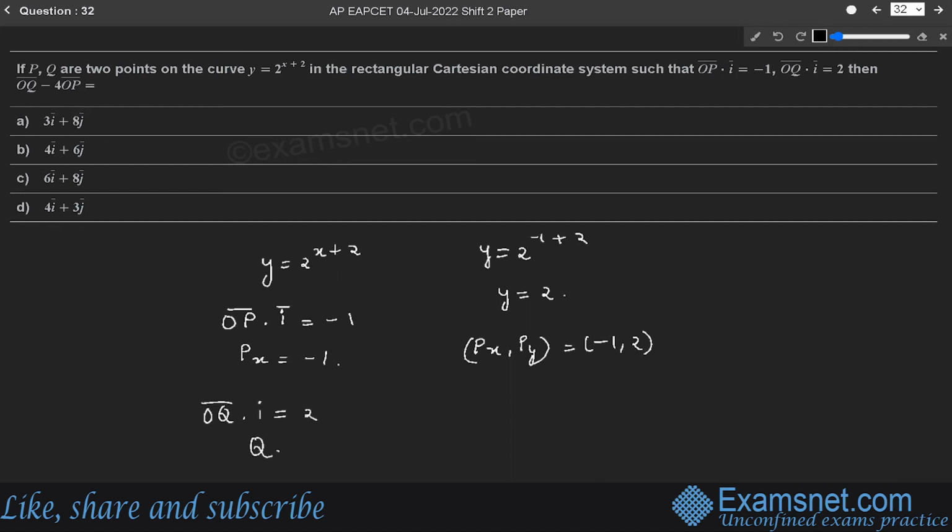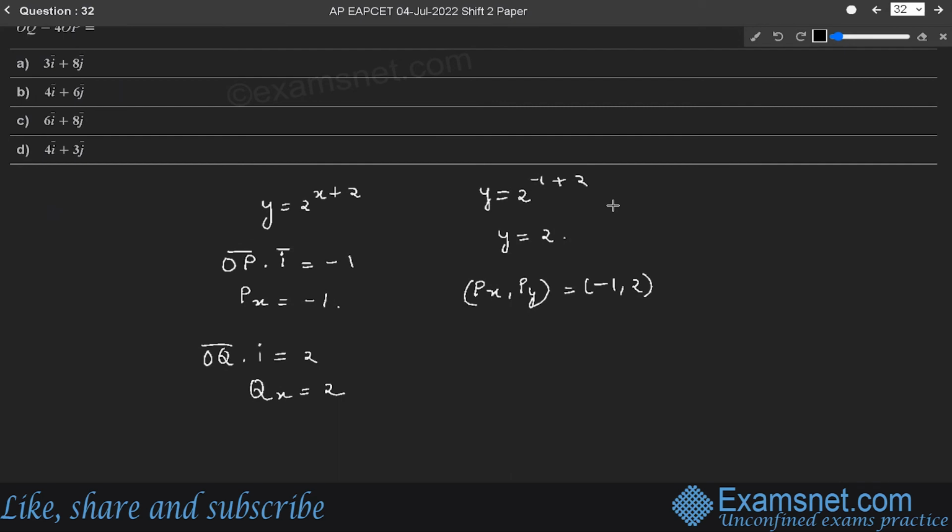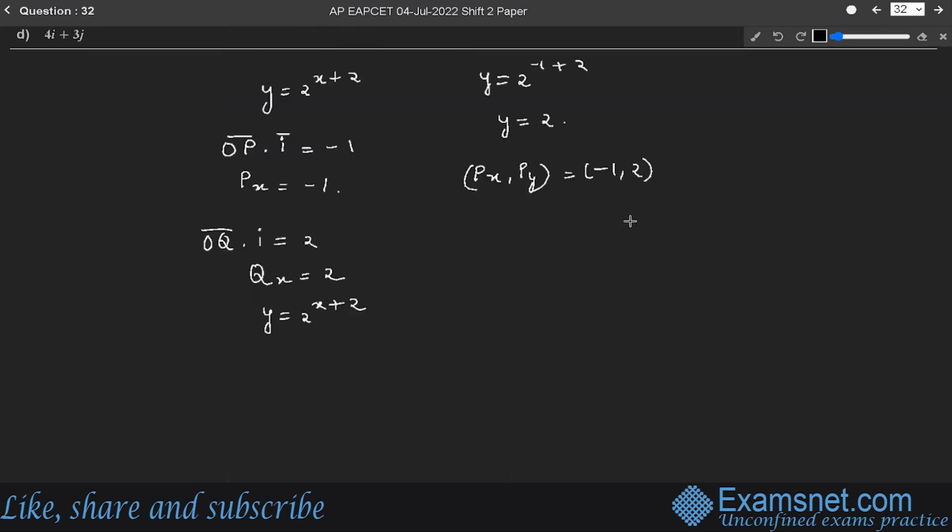Now, another part is OQ vector into I is equal to 2. From here, we can say that Qx will be equals to 2 and Q lies on the curve y is equal to 2 power x plus 2. Now, putting the value here for x is equal to 2, it becomes y is equal to 2 power 2 plus 2. So, y will be equals to 2 power 4, which is 16. Now we have the points Qx comma Qy, and the points are 2 comma 16.